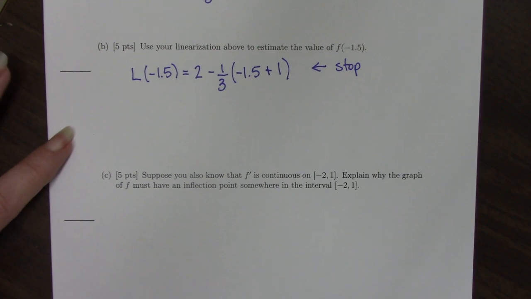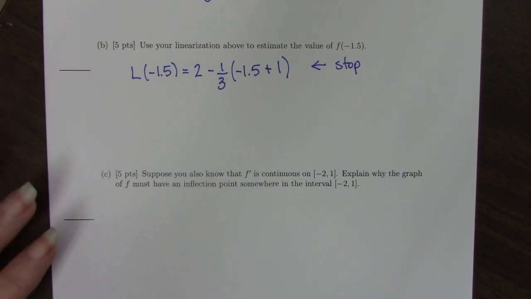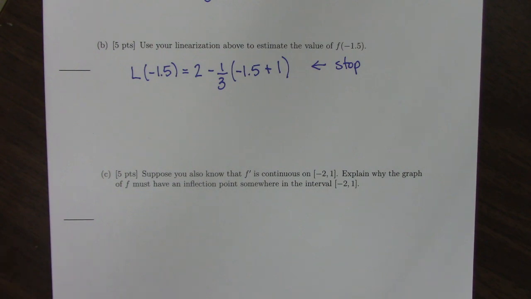C says, well, suppose we know that f prime is continuous on -2 to 1 included. Explain why the graph of f must have an inflection point somewhere on the interval from -2 to 1. So this one can be a little tricky.